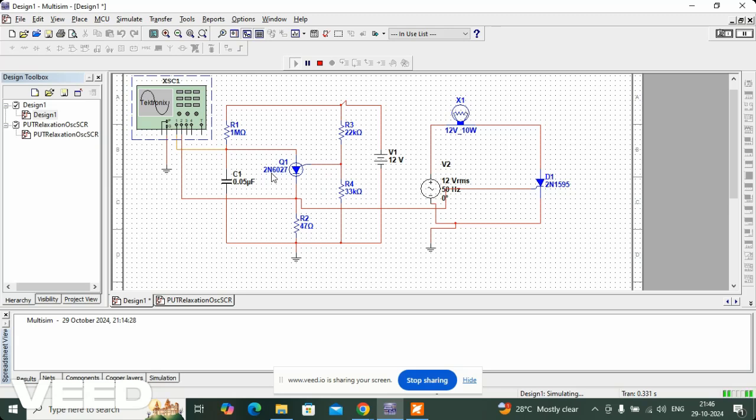PUT, Programmable Unijunction Transistor. As you can see over here, maybe later we can speed up this light dimmer by changing the parameters of the resistance and capacitance circuit. But overall, in this video we have shown how an SCR is triggered by PUT.